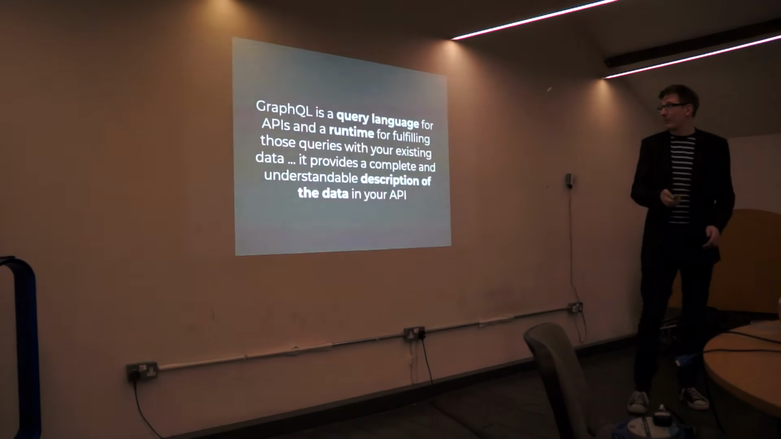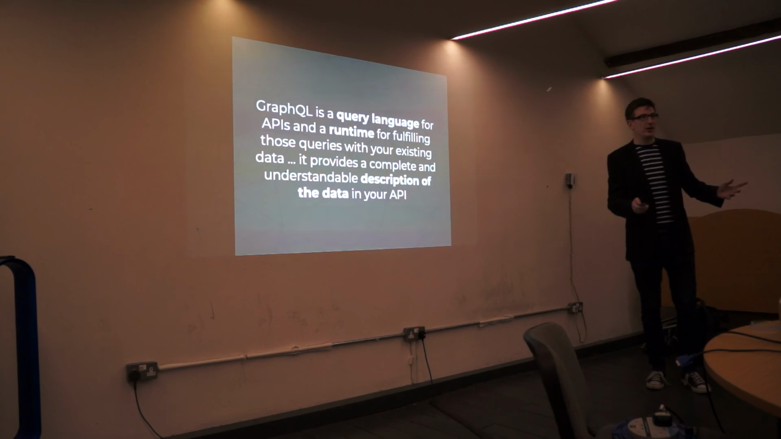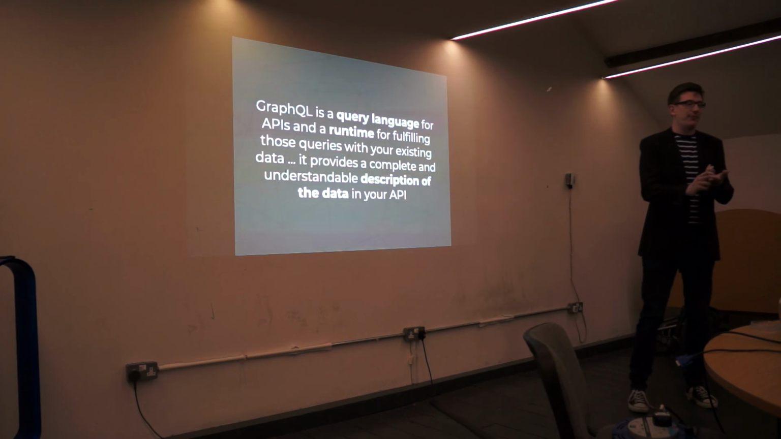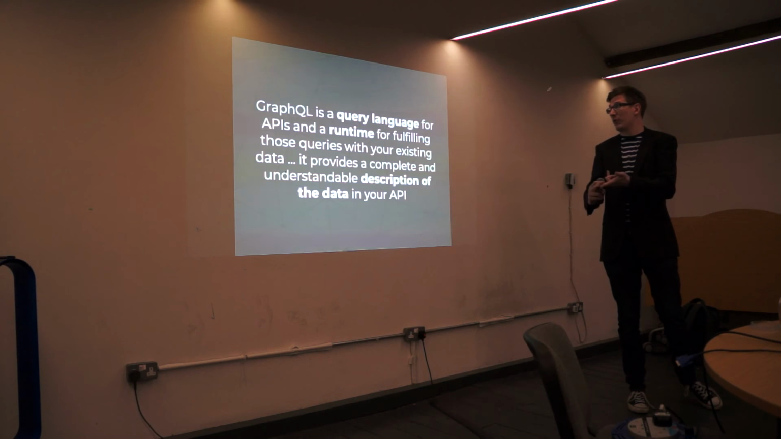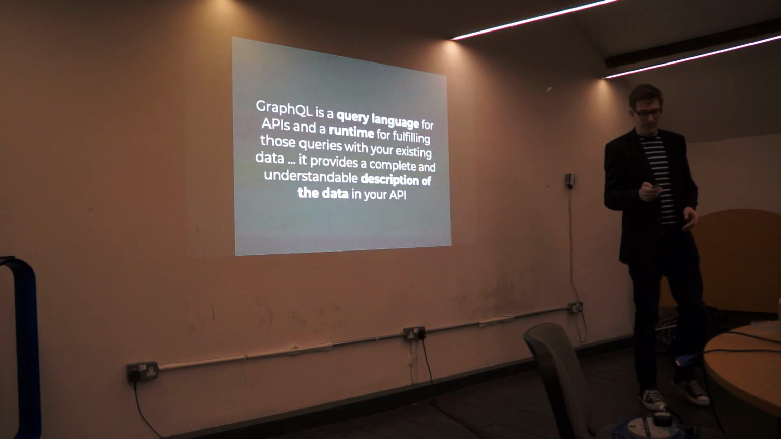So, a bit of history of where it came from, and first, what it is. GraphQL is three parts. It's a query language for APIs. It's a runtime to fulfill those queries. And it's also a description of your data, which you can do via a schema.